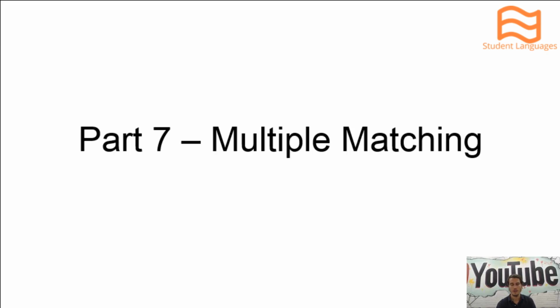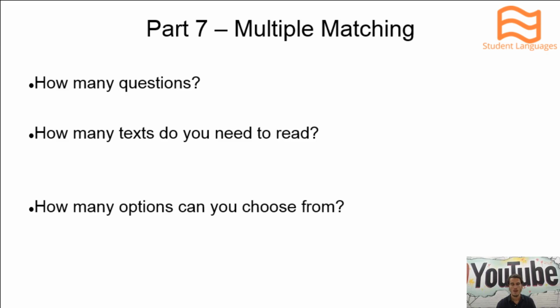In part 7, multiple matching. How many questions? 10 questions. How many passages do you need to read? You either have 1 long passage which is separated into different sections, or you have 4 or 5 smaller passages. How many options can you choose from? 4 or 5.